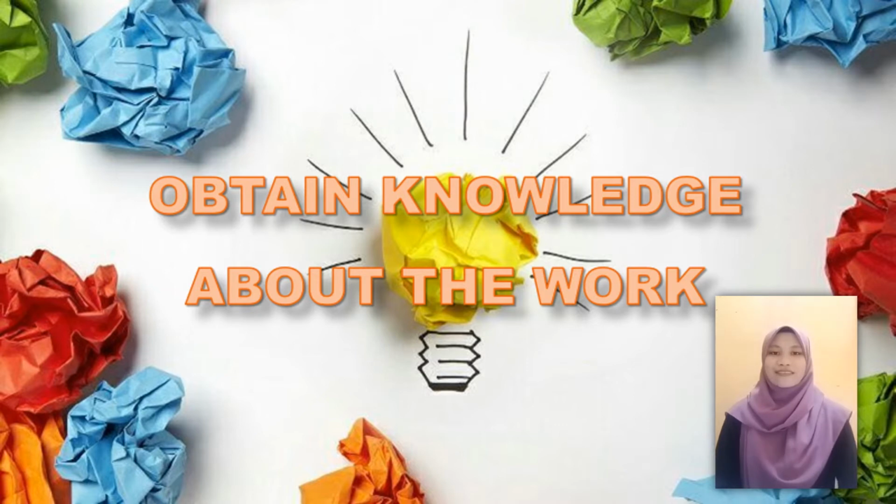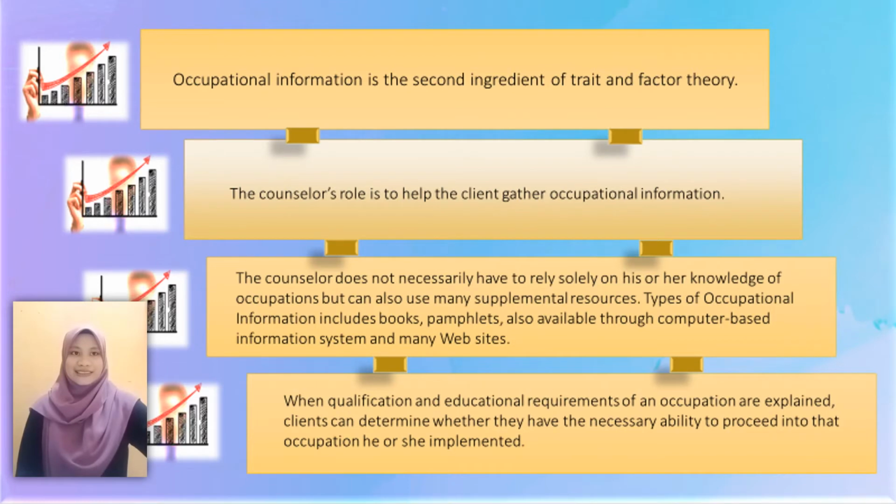Thank you to Farah Najwa. For the next slide, I will explain step 2 in trait-oriented theory, that is, obtain knowledge about the work. Occupational information is the second ingredient of trait and factor theory. Occupational information refers to the collection of details about occupational and educational opportunities. And the role of the counselor is to help the client gather occupational information.